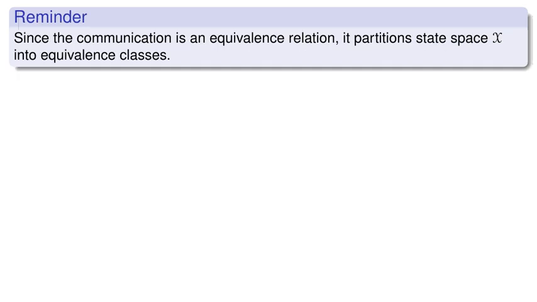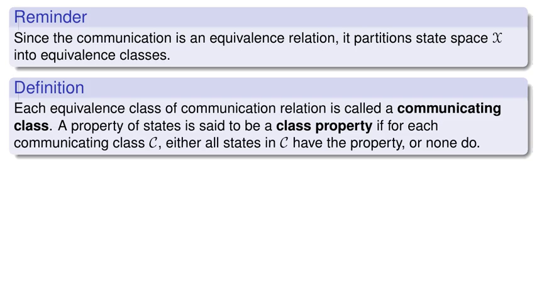So, as a reminder, since communication is an equivalence relation, it partitions the state space script X into distinct equivalence classes. And this brings us to a definition. Each equivalence class formed by this communication relation is called a communicating class. Furthermore, if we talk about a property of states, we call it a class property if for any given communicating class script C, either all states within that class script C possess the property or no state in script C possesses it.